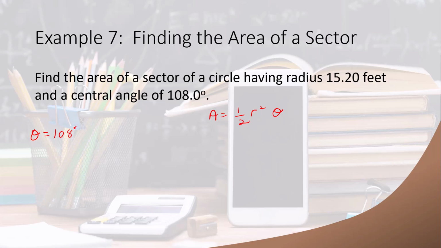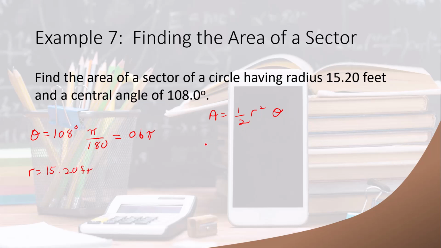Of course, we need to have this in radians. So what we need to do is take this and multiply it by pi divided by 180. And if we do, we are going to get 0.6 pi. Now, if you wanted to, you could actually substitute a value in for pi and get something. I'm going to keep it in terms of pi for the time being. Okay, but nonetheless, this is our measure in radians, and of course we know that r is 15.20 feet.